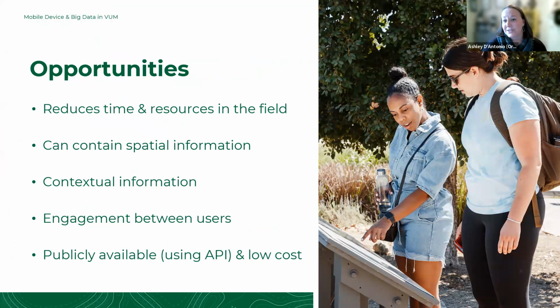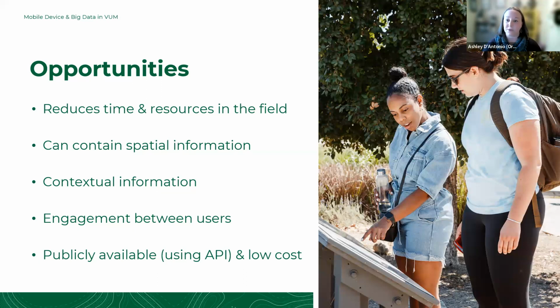So some opportunities with using social media data. Again, we can get information about our visitors from social media without having to spend time and resources in the field. So that is one benefit. They can contain spatial information. So when folks post a photo to Flickr, where that photo was taken can also be part of that data. So you can see the spatial artifact of where folks have been. It can also contain contextual information.